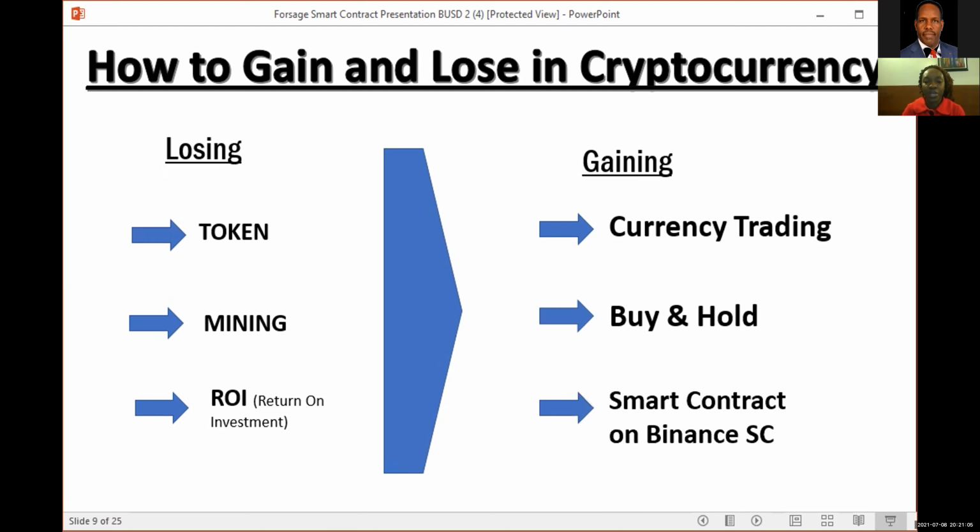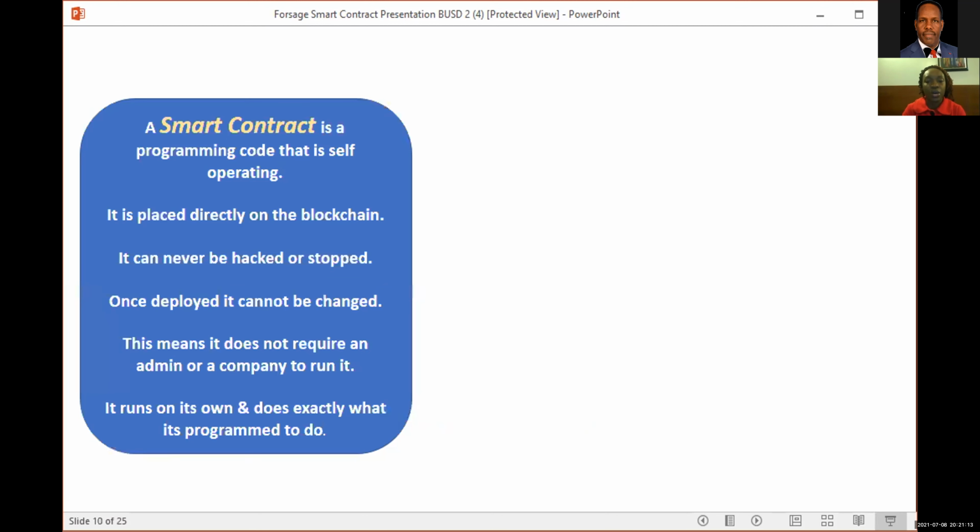You can also make a lot on something called a smart contract. And that is the main theme of the conversation for tonight. So a smart contract, by definition, is a programming code, and it's self-operating. It's placed directly on the blockchain. It can't be hacked or stopped. And it simply means that it doesn't require an admin or a company to run it. Because it runs on its own, it does exactly what it was programmed to do.